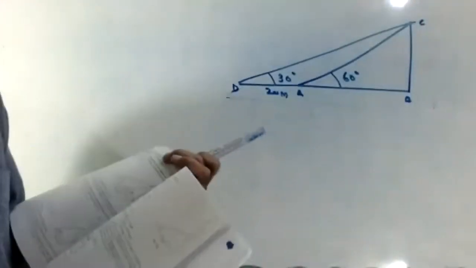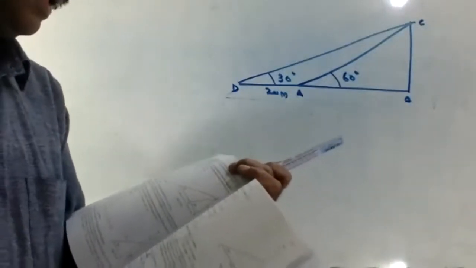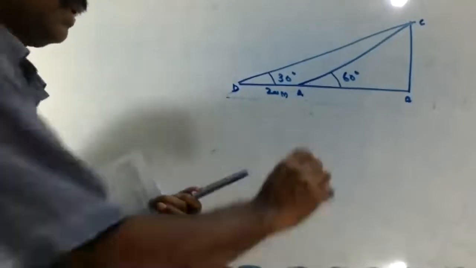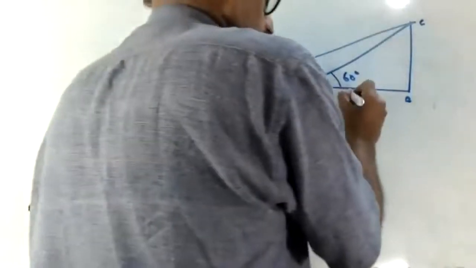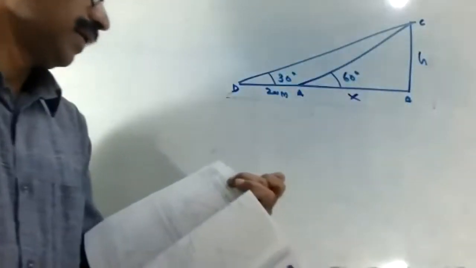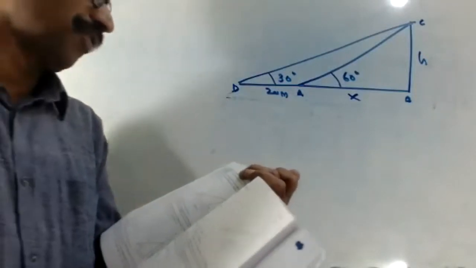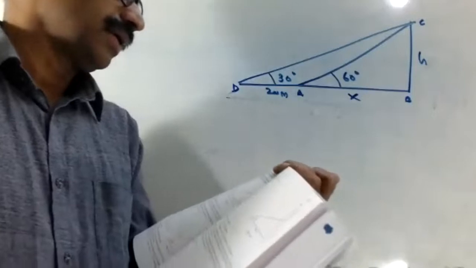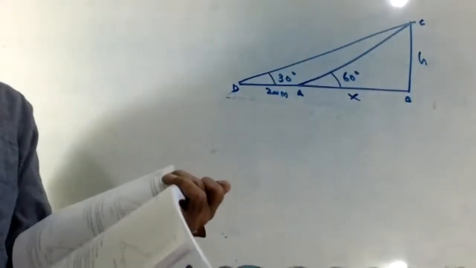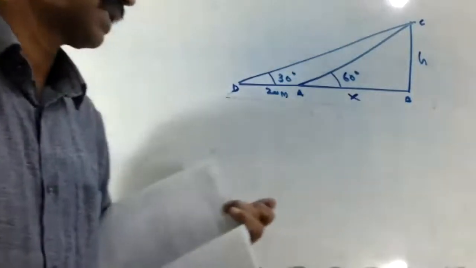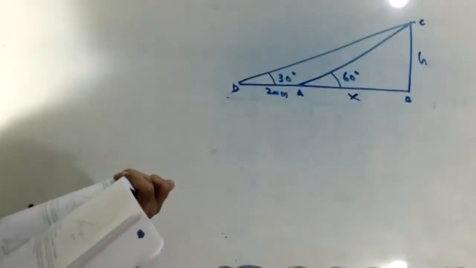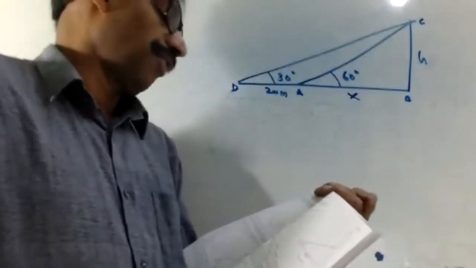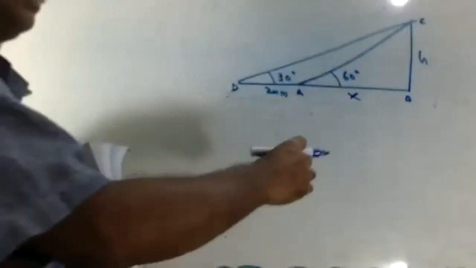Those who have doubt, listen, I'll explain again. A person standing on the bank of a river. This is the original position here. A, B, the river. We can assume X here, this is H. A person standing on the bank of a river, observe that the angle subtended by a tree on the opposite bank is 60 degrees. This angle is 60 degrees. Then, when he retreats 20 meter back from the bank, he finds the angle to be 30 degrees. Find the height of the tree and the width of the river.